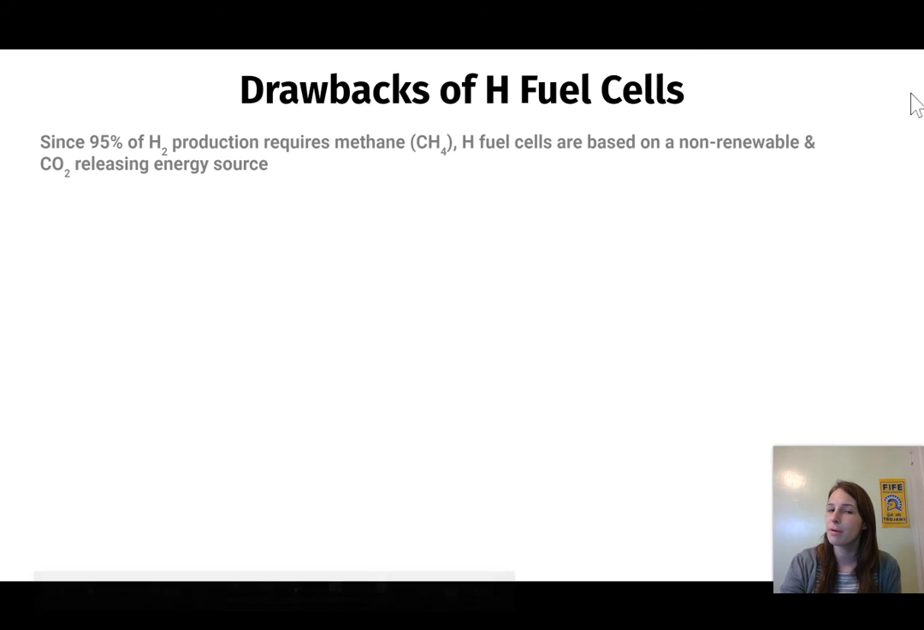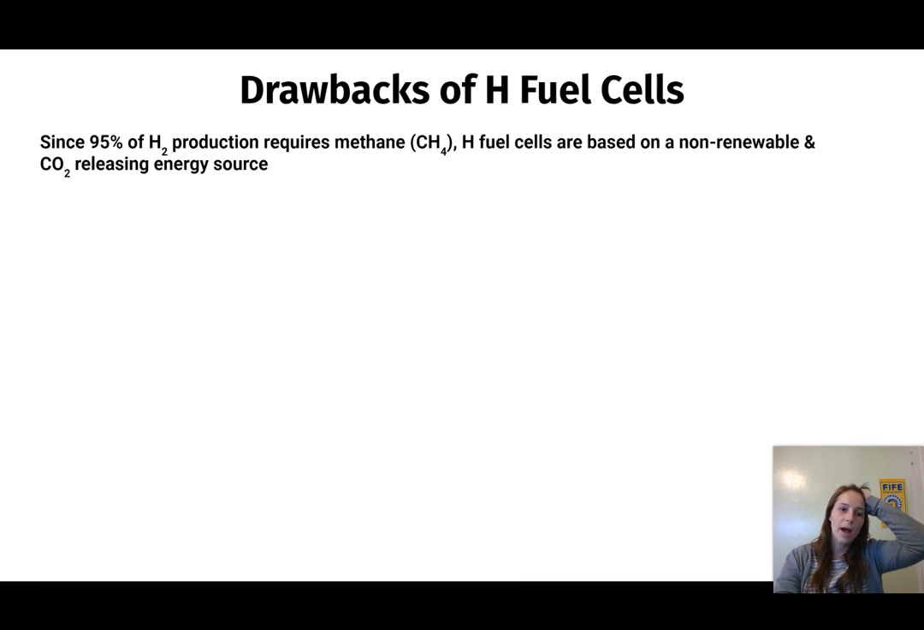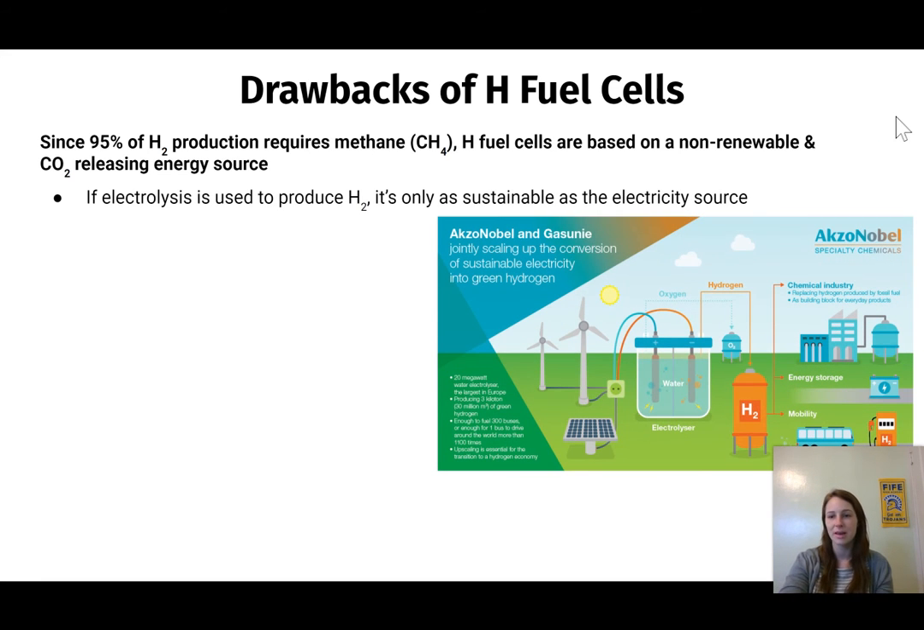Now we're going to talk about some of the drawbacks. As of right now, since 95% of this hydrogen gas production requires methane, the hydrogen fuel cells are based on a non-renewable resource. Methane is a fossil fuel, it is non-renewable. And also, it is releasing carbon dioxide, which we have learned is not a good thing to be releasing as a greenhouse gas.